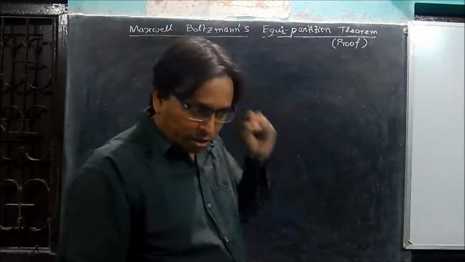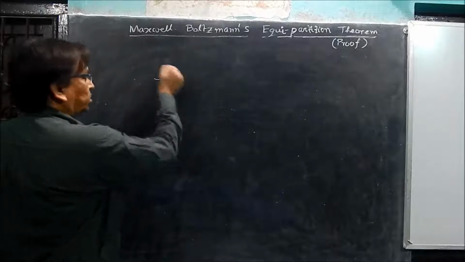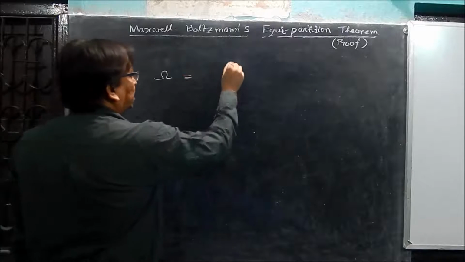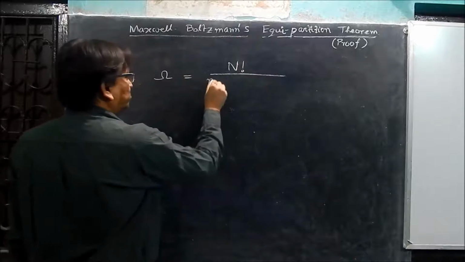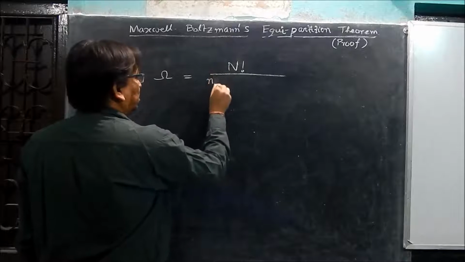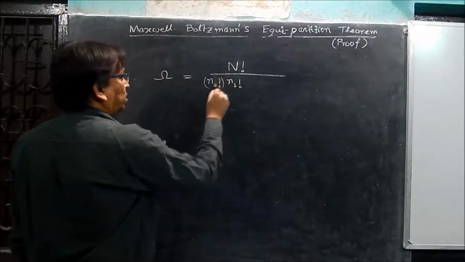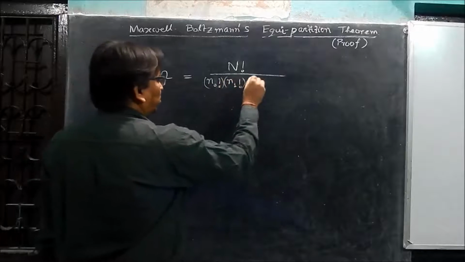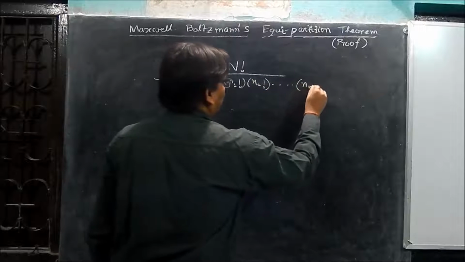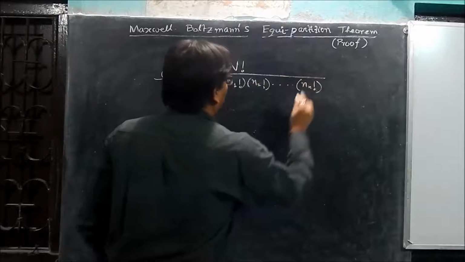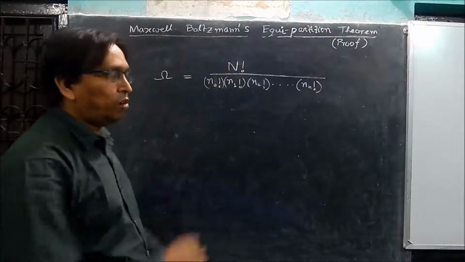From the knowledge of permutation and grouping, we can say that this can be done in this many ways, denoted as omega. This can be done in the factorial of the total number of particles divided by n0 factorial, n1 factorial, n2 factorial, and so on, so it will be N factorial over that. So this is the number of ways of arranging those particles.